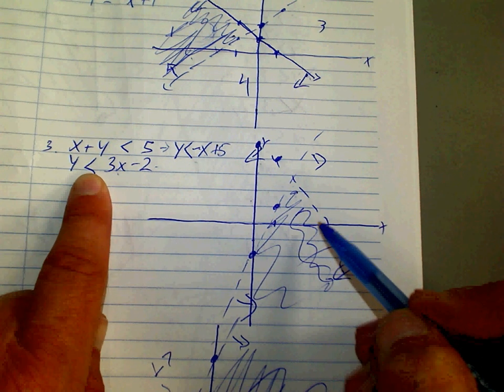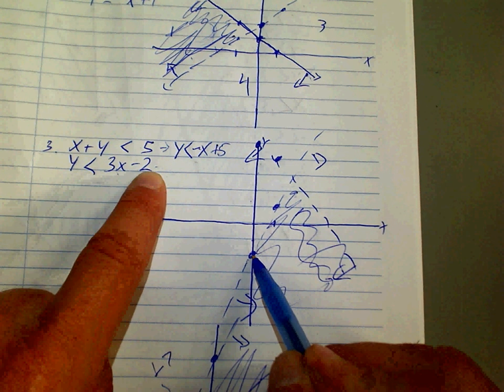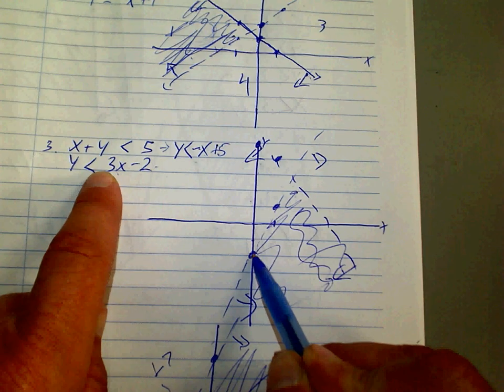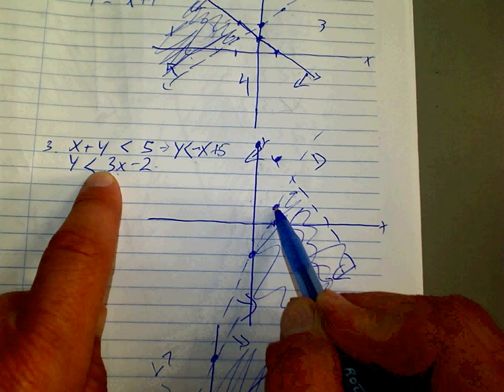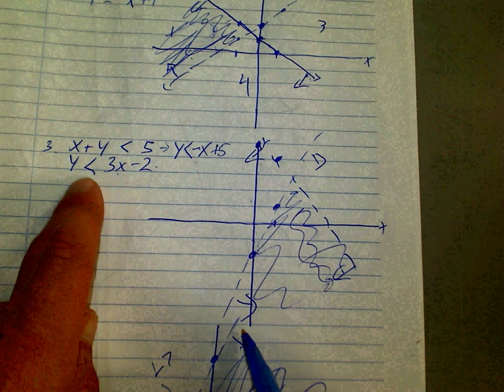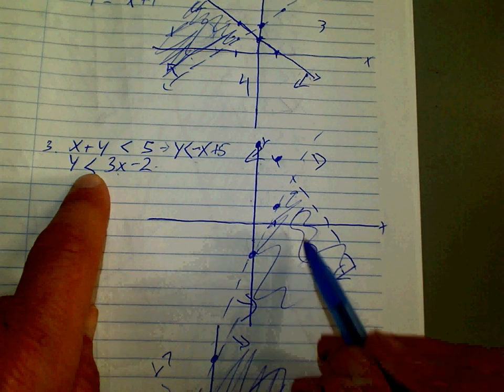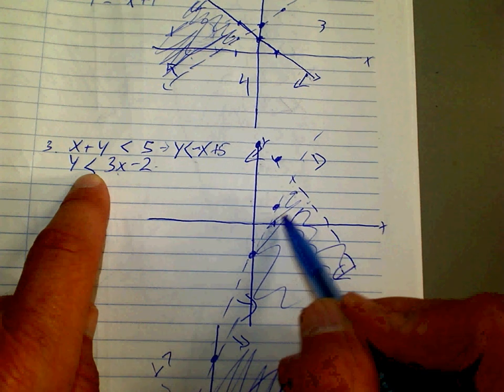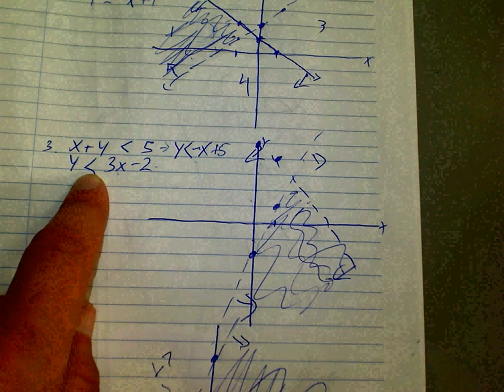The other inequality has a y-intercept of negative 2. Slope of 3, that's rise 1, 2, 3, run 1. This is this dashed line. It's shaded below. Below both of them, below this one, puts this as your solutions.